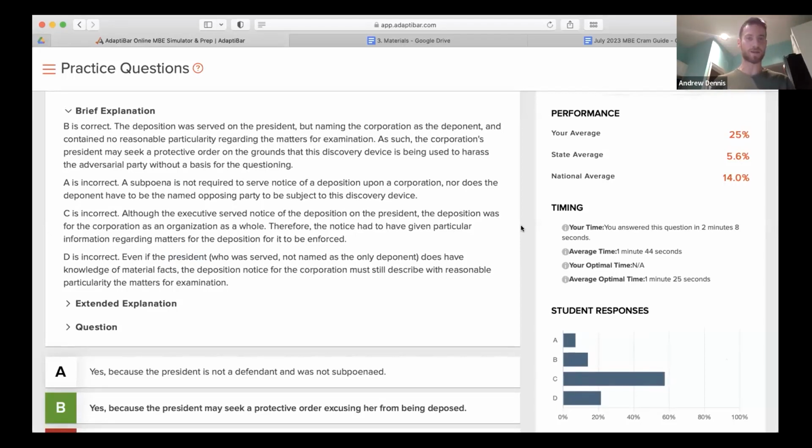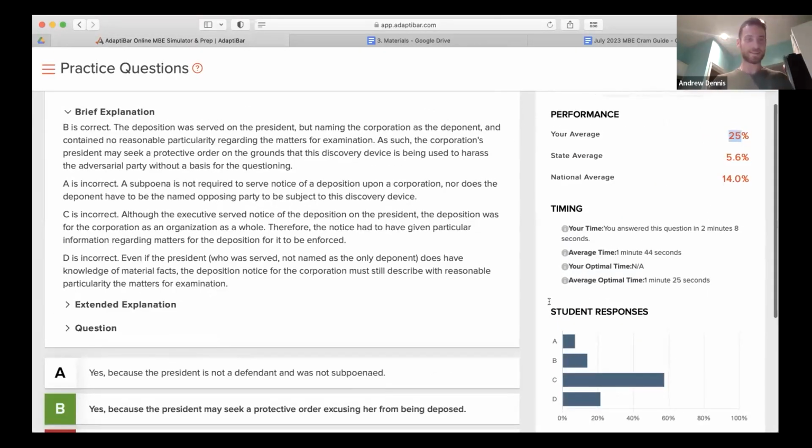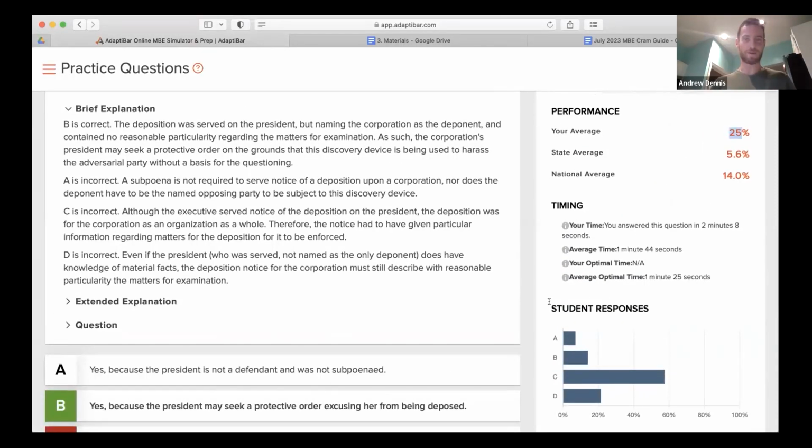The deposition was served on the president, but naming the corporation. To be honest, only 14% of people got it. At least I got it right one time in my life. The deposition was served on the president, but named the corporation as the opponent and contained no reasonable particularity regarding the matters for examination. As such, the corporation's president may seek a protective order on the grounds that this discovery device is being used to harass the adversarial party without a basis for the questioning.